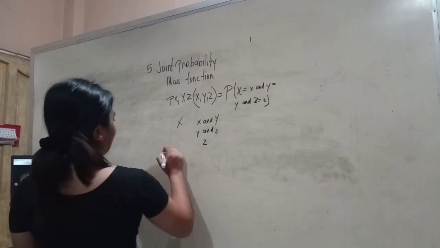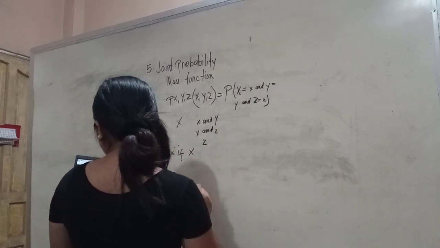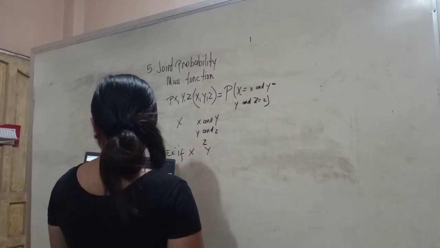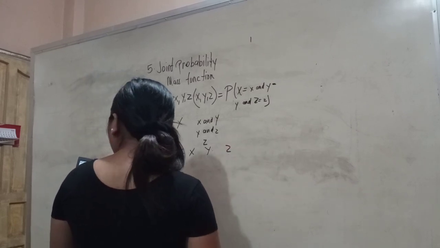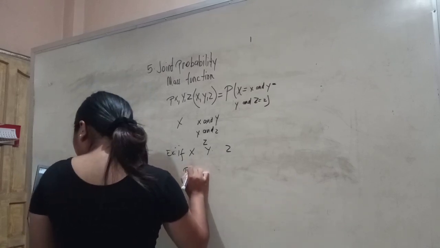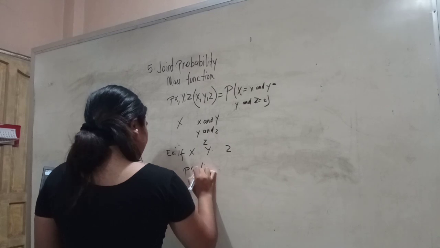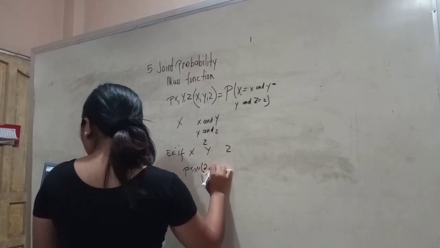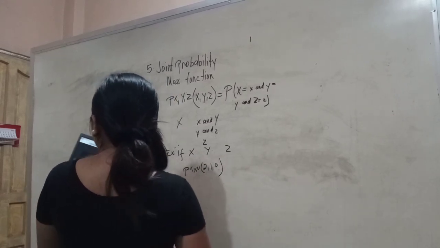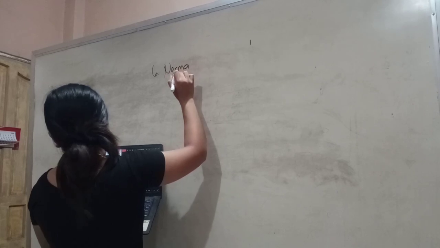So, for example, if X is the number of red balls, Y is the number of blue balls, and Z is the number of green balls from an urn, then P of 2, 1, and 0 would be the probability of drawing exactly 2 red balls, 1 blue ball, and 0 green balls. Number 6, the normalization property.